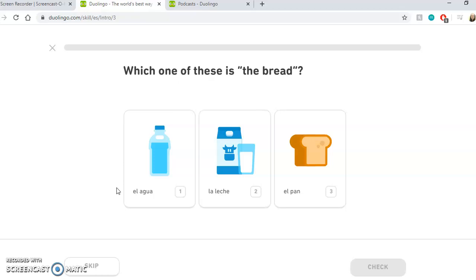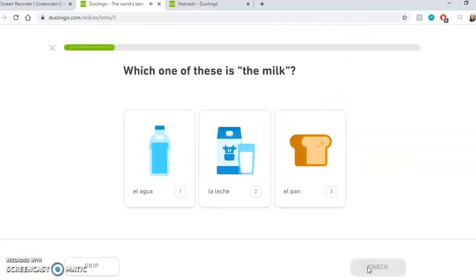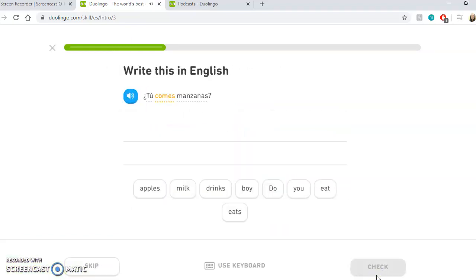There is identification of images, so therefore bread is el pan. And there we go, we are correct. Once again, identification, the milk, la leche. ¿Tú comes manzanas? Tú comes manzanas. Now we need to click the correct boxes to complete this sentence in English.